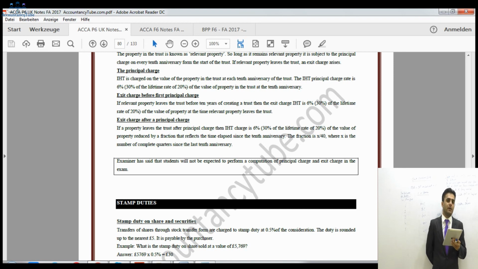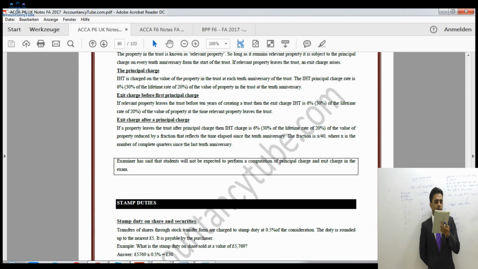Now, it depends on when the property is leaving, whether after 10 years or before 10 years. Now, if it is leaving before 10 years, let's see what the exit charge will be. Exit charge before first principal charge: if the relevant property leaves the trust before 10 years of creating the trust, then the exit charge of 6% will be applied. So it will be exactly the same as the principal charge.